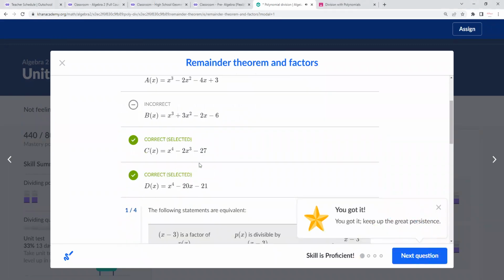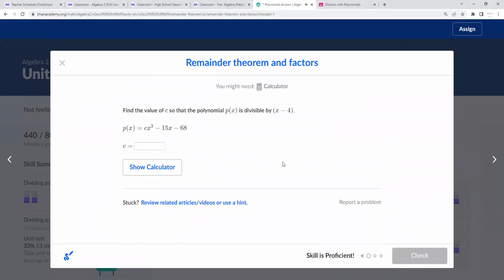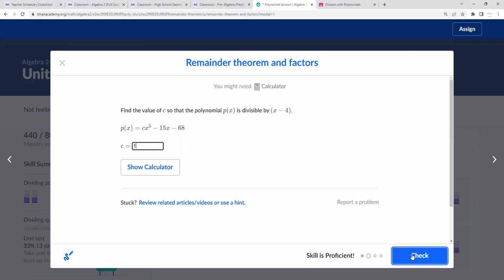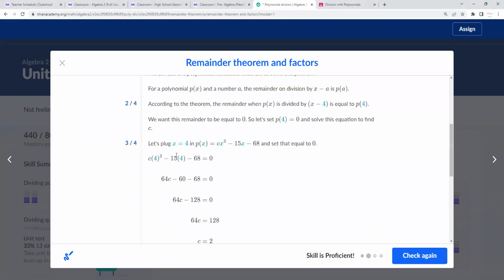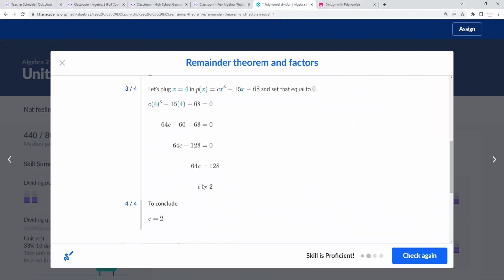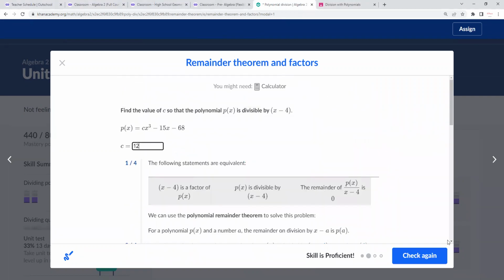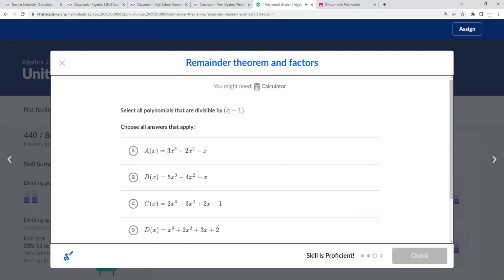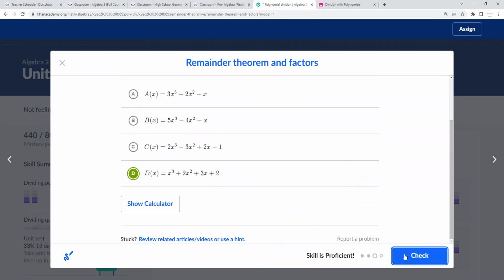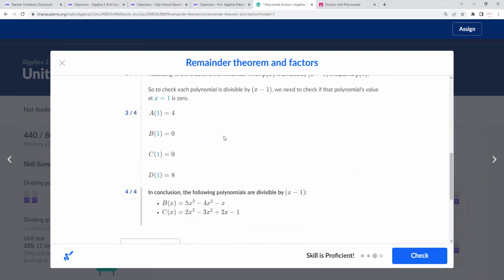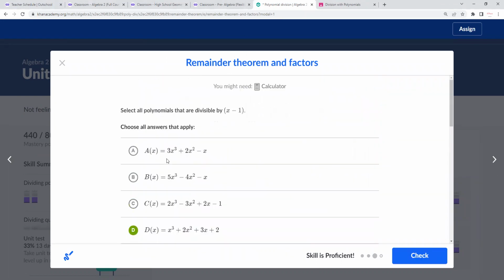Whichever ones get you 0 when you plug in a 3, that is your answer. Find the value of C so the polynomial is divisible. Okay, well then you would plug in a 4, right? Let's look at this one. You plug in a 4 for x. What would C be? You would solve for C and you would get 2. So just what I had done in the previous one. Same thing here. You plug in a 1, whichever one gets you 0, that's your answer. So you would get B and C would get you 0.